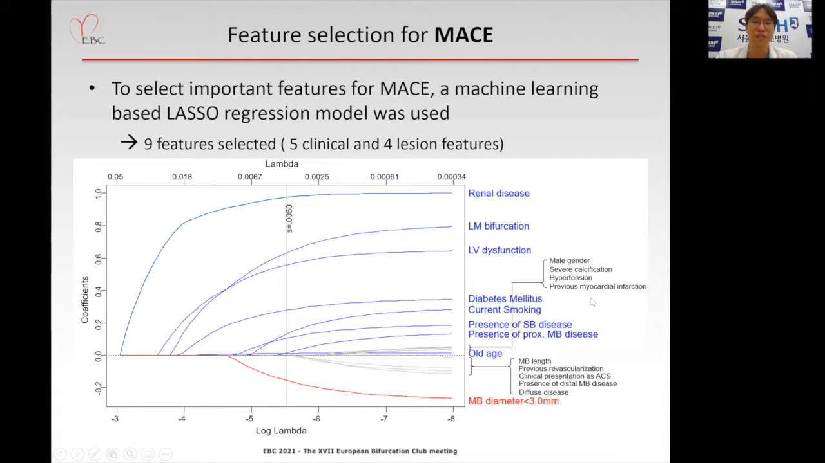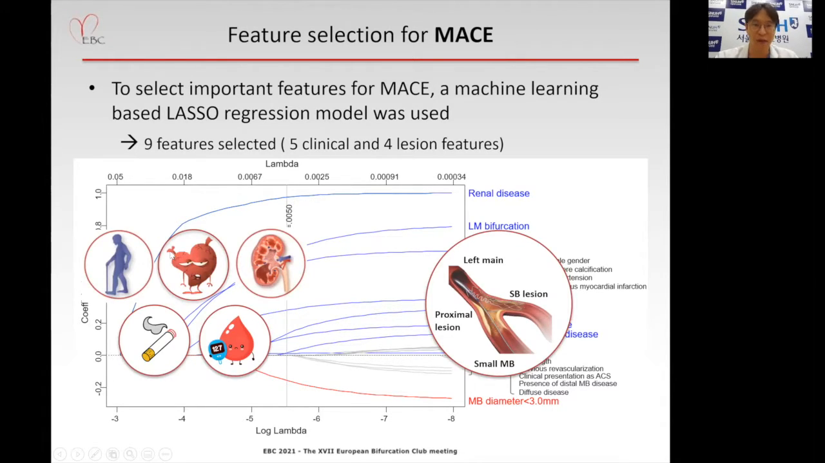For the feature selection of adverse clinical endpoints for MACE, we used the lasso regression model, from which we could select 9 features, 5 which were clinical and 4 which were lesion features. We could see that old age, heart failure, renal disease, current smoking, and diabetes were clinical features. And the angiographic features for MACE were left main disease, presence of a proximal lesion, presence of a side branch lesion, and a small main branch.